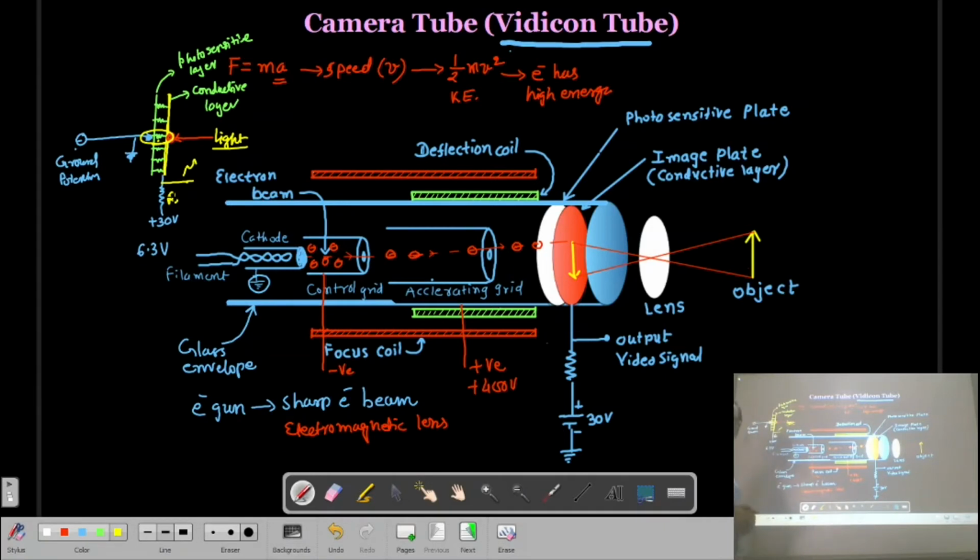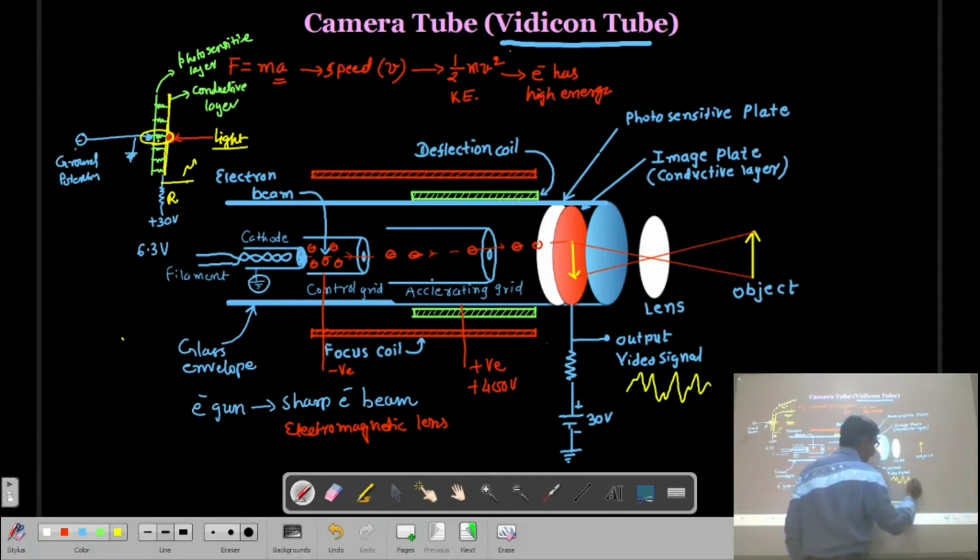If we have no light, then this resistance will be very large. So the voltage across this resistance R will be small. So in this way, if this light fluctuates, then you can say the video signal is also going to fluctuate like this.